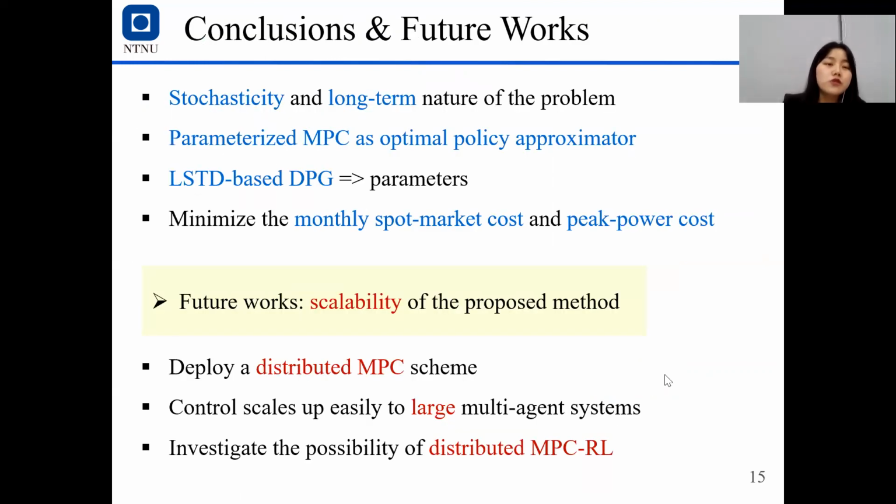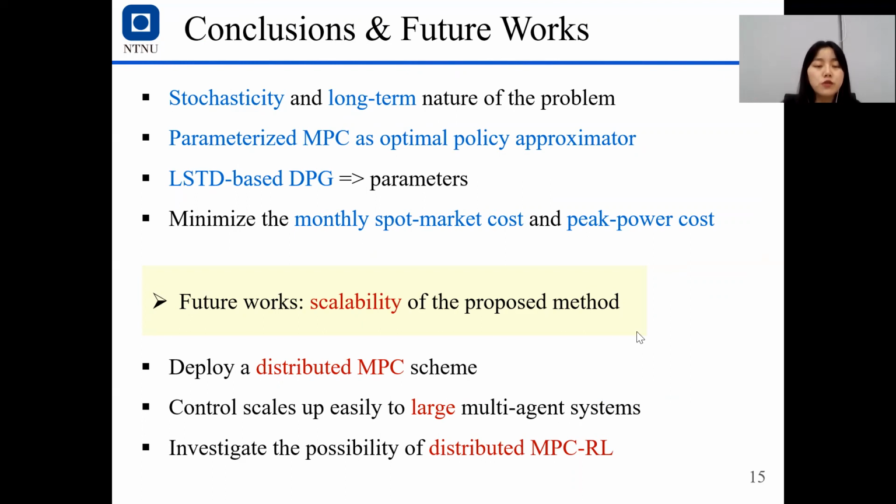So in this work, we try to solve an optimal management problem for the peak power cost for a multi-agent smart grid system. This kind of problem is stochastic and long-term, which makes it challenging to solve. In our work, we use a parameterized MPC scheme as the optimal policy approximator, and we use the LSTD-based DPG method to update the parameters. Finally, we get a fairly good policy that can minimize the monthly spot market cost and peak power cost.